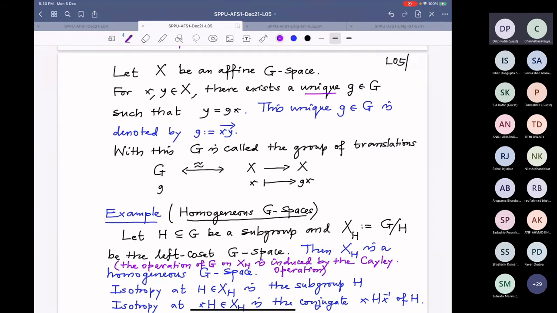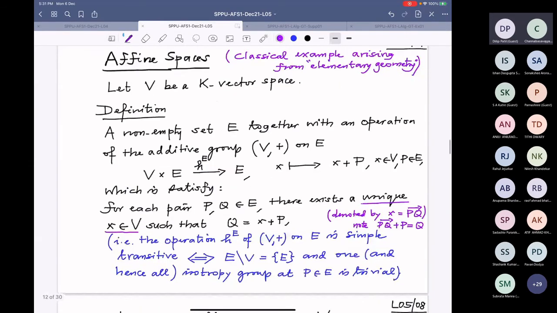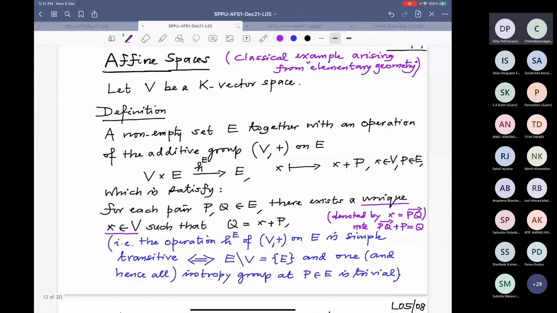All right. Now, before I go to the characterization of homogeneous G spaces, which I have started here, I just have to patch up what happened in the tutorials and our exercise sheet, that we have to bring pieces together and see that we have already done this. But we will do this. Before that, I want to give another example of the affine space, a very, very classical example which arises from elementary geometry.